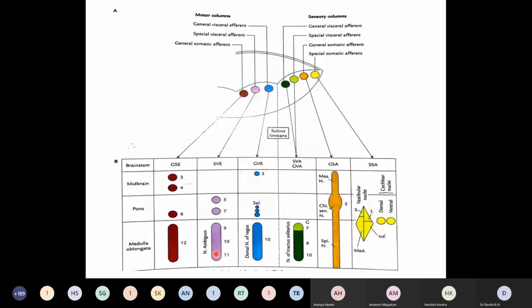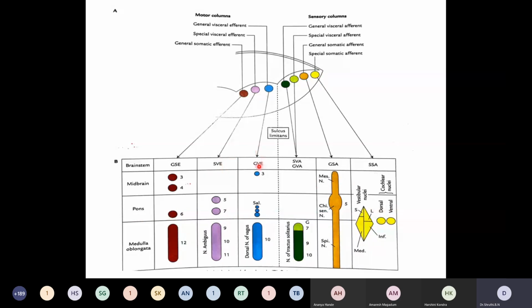If we take a section at the level of the inferior colliculus in the pons, what nerve nuclei do you expect? The 6th nerve nucleus, the 7th nerve nucleus and superior salivary nucleus, the mesencephalic nucleus of the trigeminal nerve, and the vestibulocochlear nerve. These are the nuclei you get in the lower section of the pons. That's how it is studied, so that is about SVE.